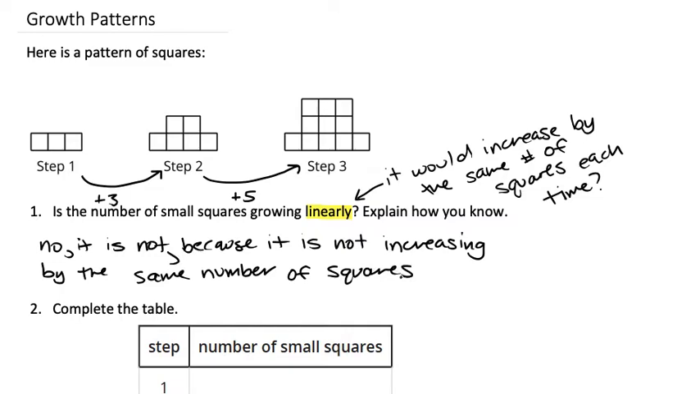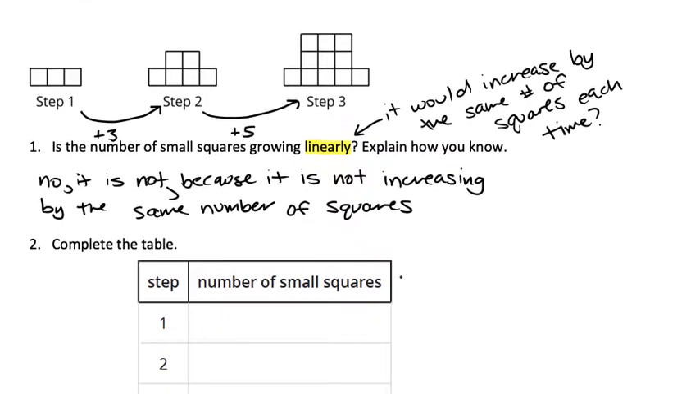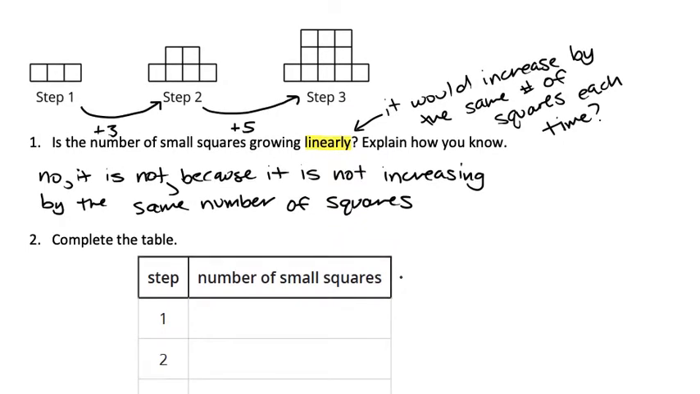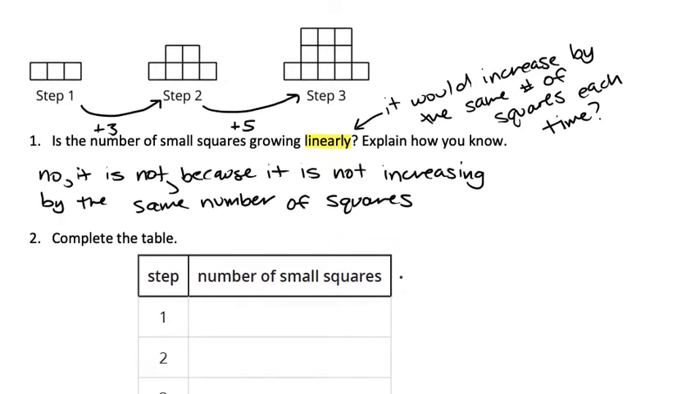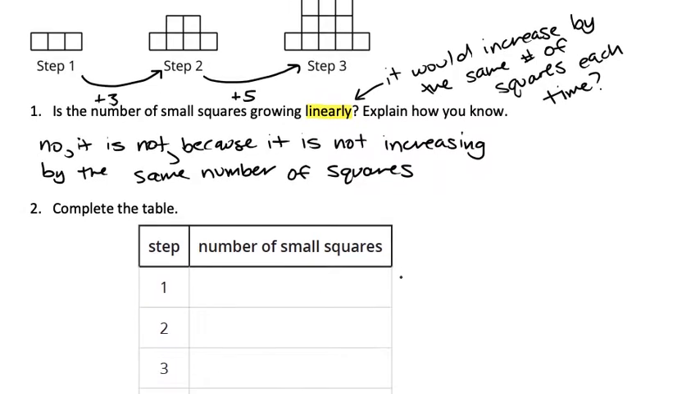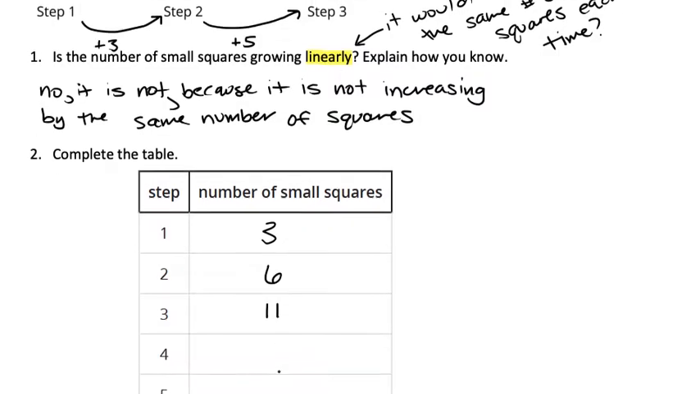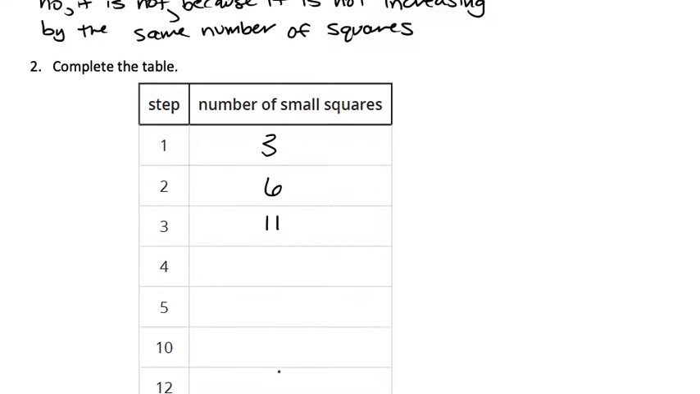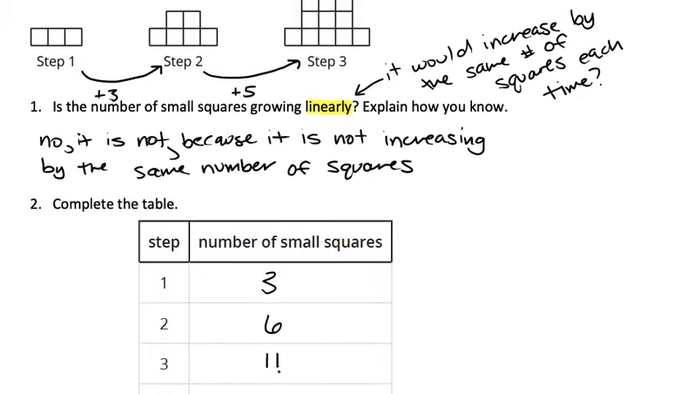Question 2 says to complete the table. So we can easily count the squares to get the number of small squares for steps 1, 2, and 3. Step 1 is 3 squares. Step 2 is 6. And step 3 is 11. But to find the number of small squares in shapes where we don't have the picture, we have to look for the patterns in the shapes.